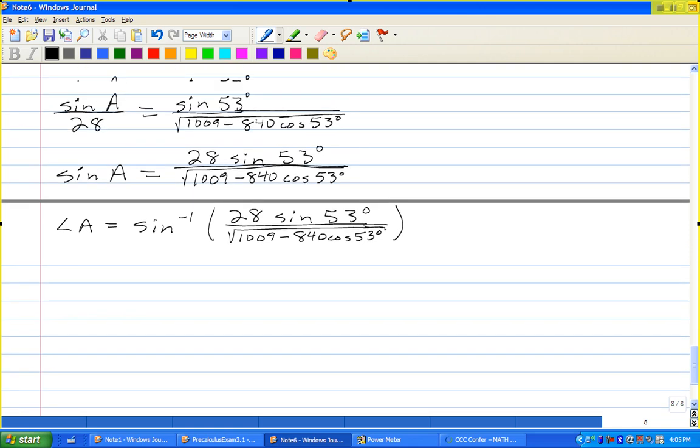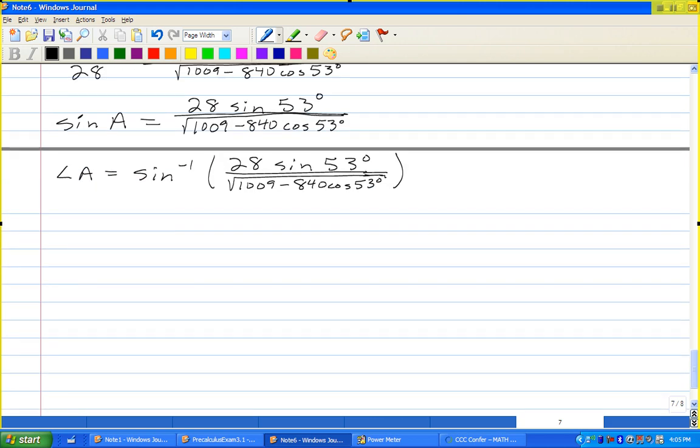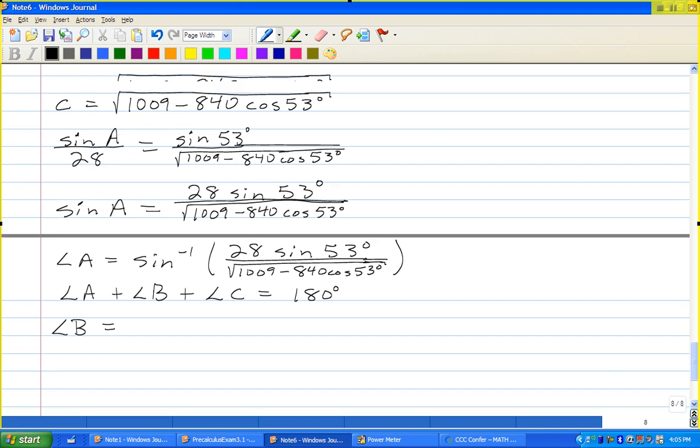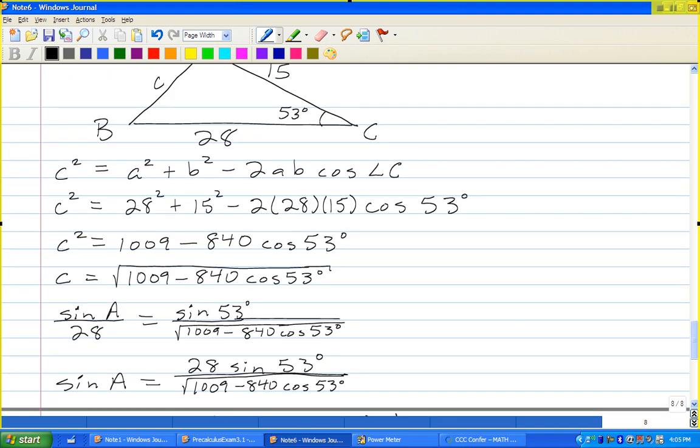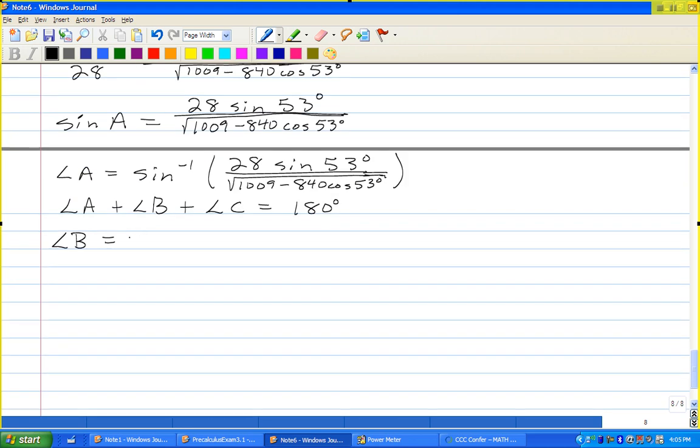Okay, so that's A. To figure out B, I know that the sum of the angles of a triangle is 180 degrees, and so B is equal to, well, 180 minus 53, 127, minus the inverse sine of 28 sine 53, the measure of angle A, over the square root of 1009 minus 840 cosine of 53 degrees.